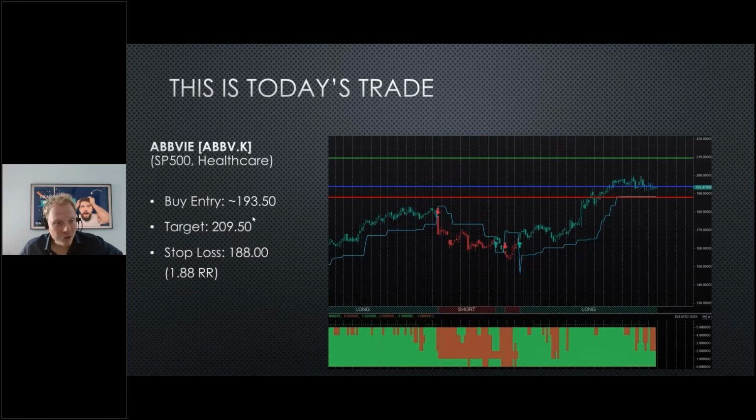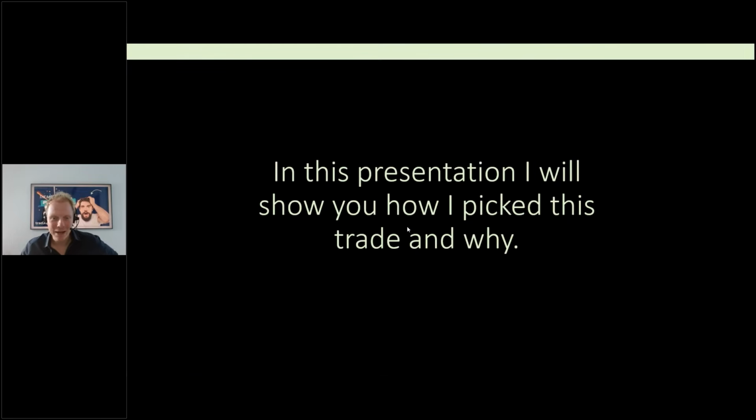So entry around market price with a target of 209.50 all the way up here at this green line, and the stop loss of 188. And this will give you an approximate reward to risk ratio of 1.88. It actually improved a little bit since the market gapped down just a little bit this morning, and it's probably above 2 right now. And in this presentation, I will show you why I picked this trade and how I picked it. And best of all, everyone in this room will be able to reproduce these steps. Because as you will see, these are actually quite simple if you use the right tools and the right platform.